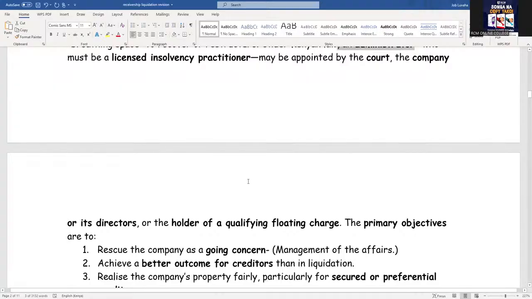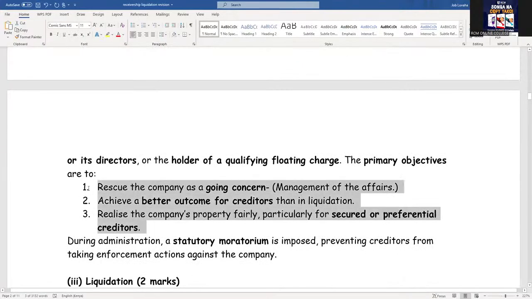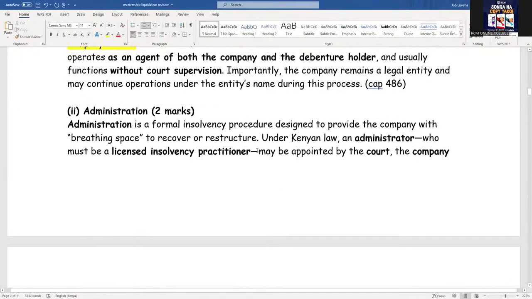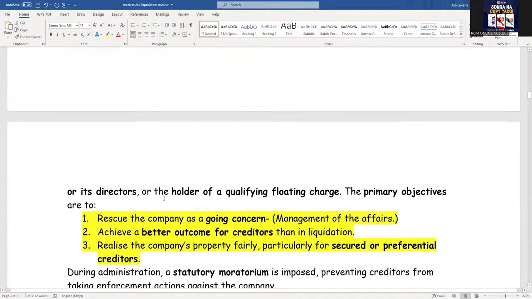And in this case, sustain it as a going concern, or just have an overall better outcome for all the creditors of the company. So these are the objectives of administration. These administrators can be appointed by the courts, by the company or its directors, or by a holder of what we call a qualifying floating charge. So these are the parties who can appoint an administrator. That's what happens under the two.